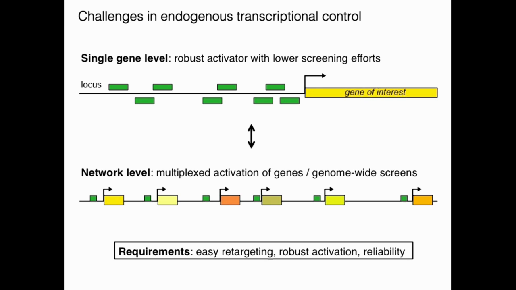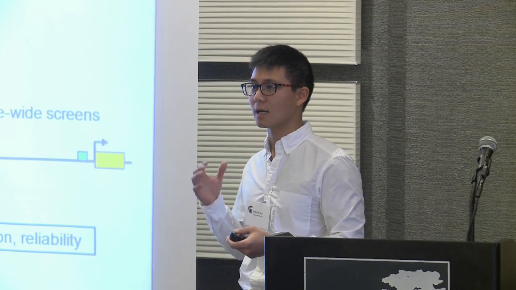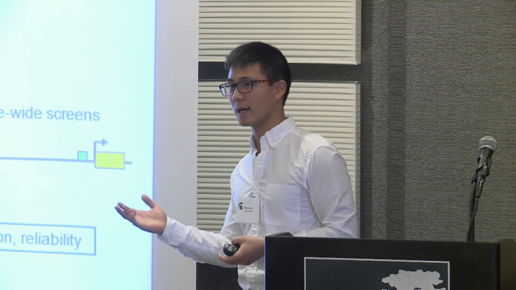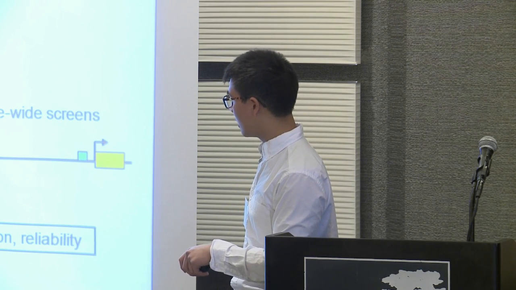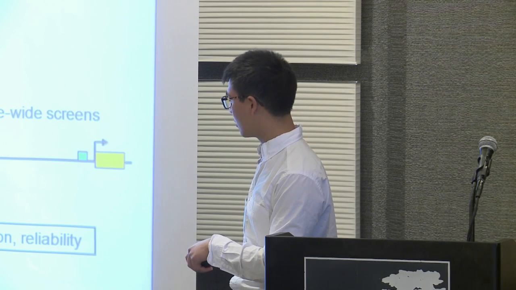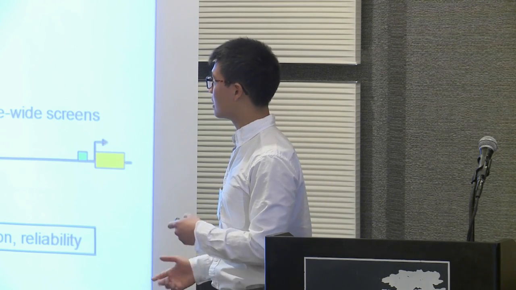Similarly, at the network level, you want to do multiplex activation of genes or genome-wide screens. This really requires the single genes to not just robustly activate, but also be extremely reliable, because you may not be able to test all the individual guides for activity before you synthesize them in an oligo array pool. And so you require easy retargeting, robust activation, and activation reliability.